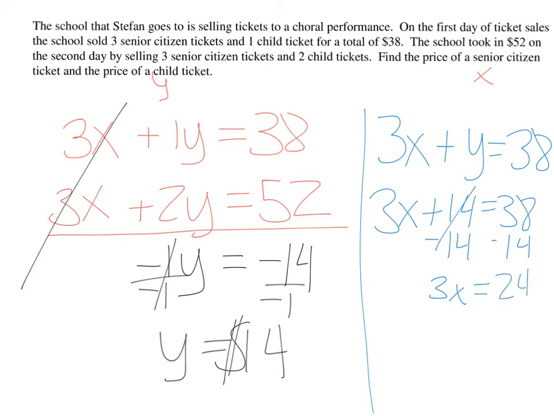I get 24 and divide by 3, so I end up with 8. Then we just have to answer the question: find the price of the senior citizen ticket and the price of the child ticket. The senior citizen ticket is $8 and the child ticket is $14.